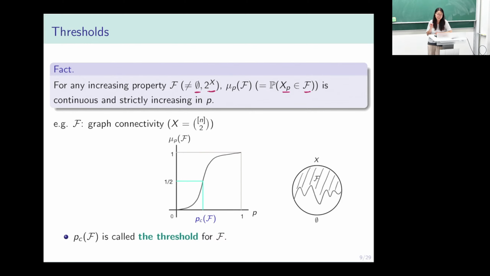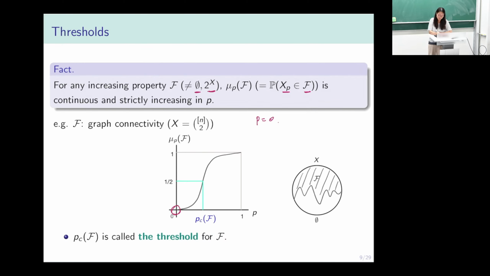Let's just think about one easy example. So let's say F is graph connectivity. In this case, if p is 0, then G(n,p) is just the empty graph with probability 1. And in that case, what's the probability that G(n,p) is connected? Simply 0. So that means we are here when p is 0.